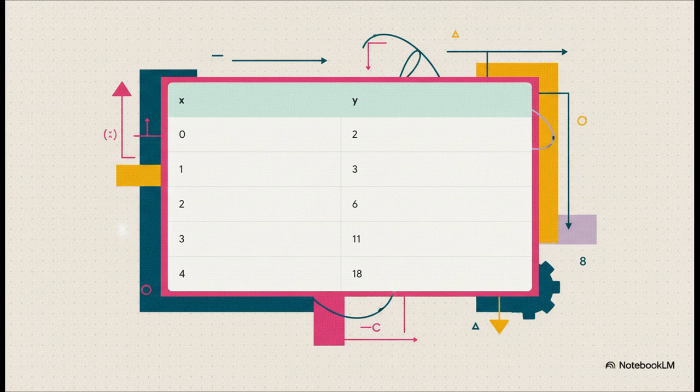You can see when x is 0, y is 2. When x is 1, y is 3. Then at x equals 2, y jumps up to 6. You can see the y values are growing, but they're picking up speed, right? They're growing faster and faster. That's our very first clue.